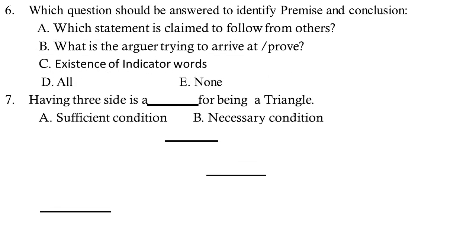The next question. Having three sides is dash for being a triangle. A. Sufficient condition. B. Necessary condition.